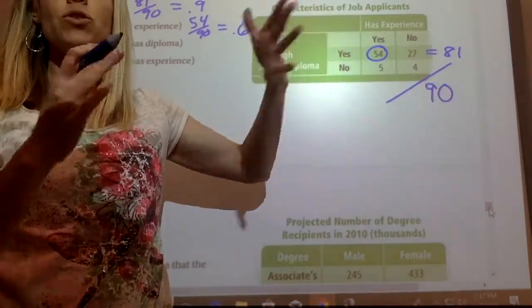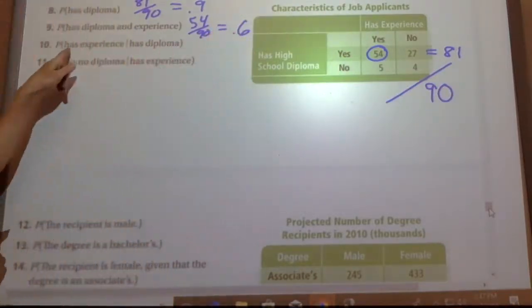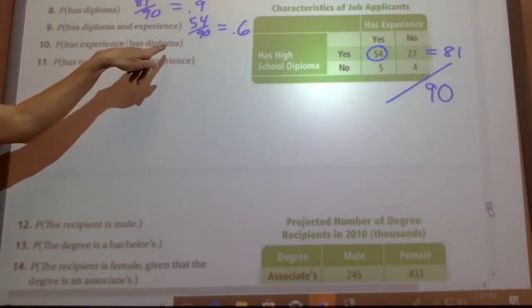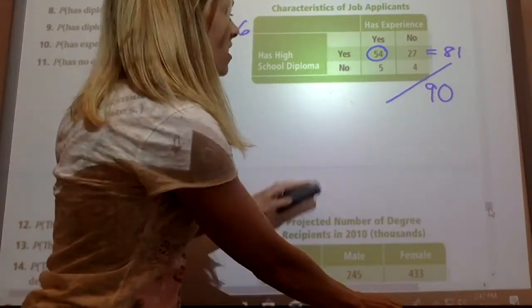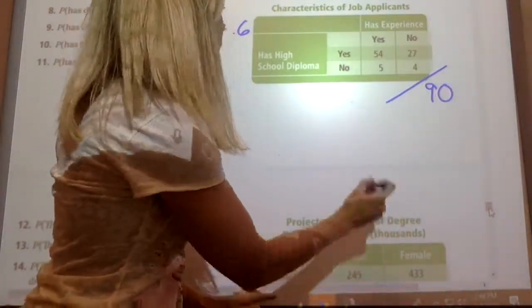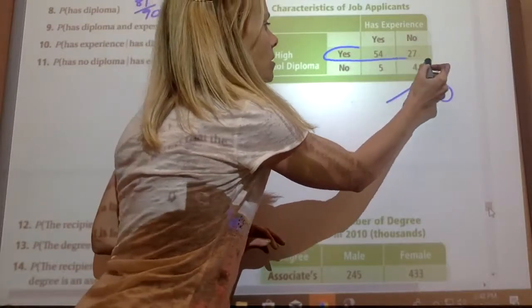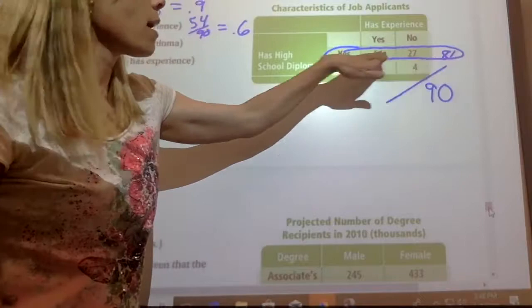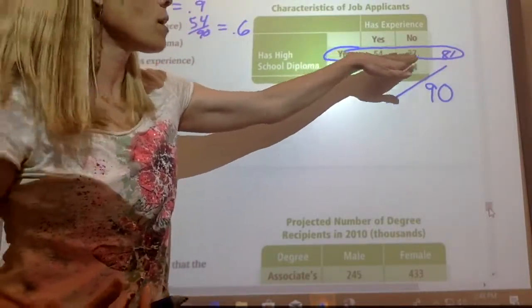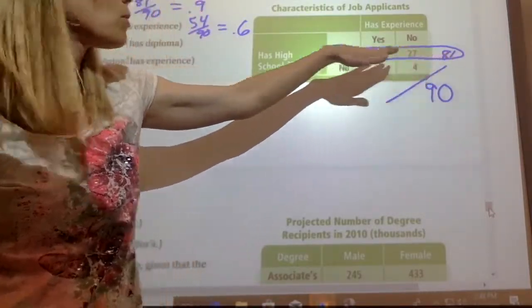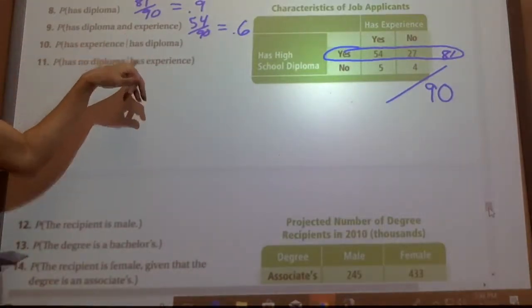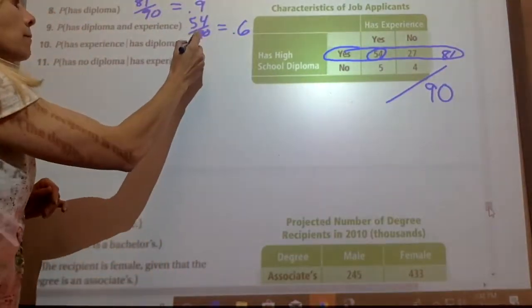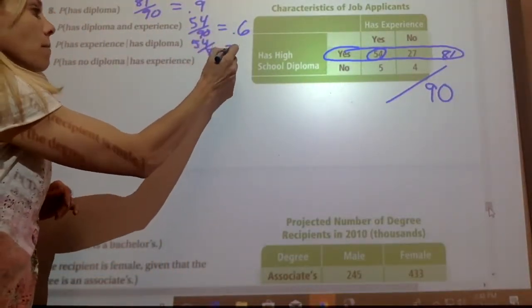Okay, so what's different now with the given is that I'm not considering all 90 people anymore. I'm going to have a certain given population. What's the probability that someone has experience given that they have a diploma? So I have to change this. My given now is has a diploma. So here are the people that have a diploma, and we said that's 81. So out of these 81 people, my given, what's the probability out of just these 81 people that someone has experience? 54 out of the 81. What's that as a percent or decimal?